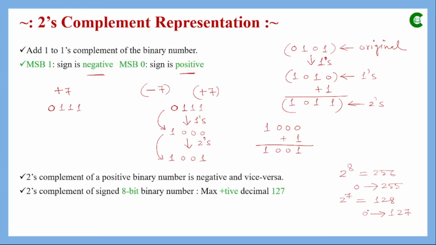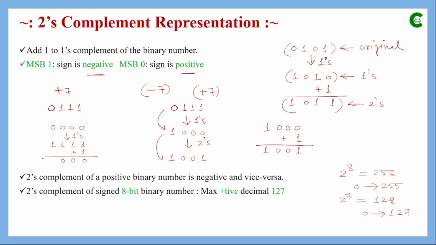But here in 2's complement representation we don't have any concept of -0. Suppose we start from 0 0 0 0, this is a positive 0. If we take 1's complement of that, it will become 1 1 1 1, and then if we add 1 to get 2's complement, 1 plus 1 is 1 0. So here it will be 0. Then again there will be a carry 1, so if we add this one with it, again it will be 1 0. So here it will be 0. Then again carry 1, so if we add that carry 1 with this one, again it will be 1 0. So here again it will be 0.